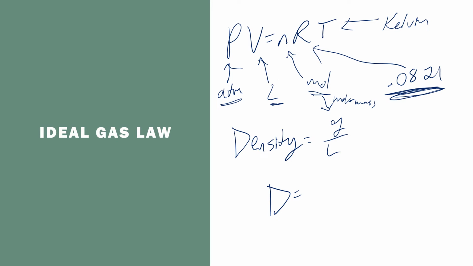So if I were to rearrange this equation for density, it would be density equals P times the molar mass all over RT, because density has the mass and the liters, or the volume, built into it. So density equals PM over RT if they ask you to calculate density.